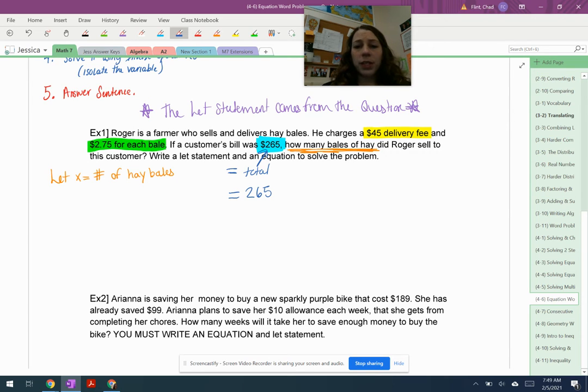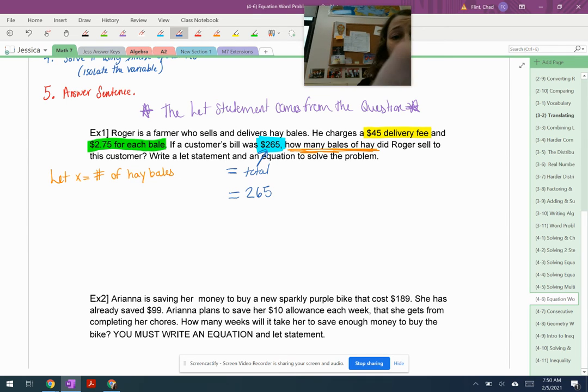Which one of those pieces is the one that's going to get the X? You use what your X represents. Our let statement says X is the number of hay bales, which means which one of those numbers is talking about hay bales. The $45 is a delivery fee, but the $2.75 is what's happening each bale of hay that you purchase. So that's the piece that gets put on with the X.